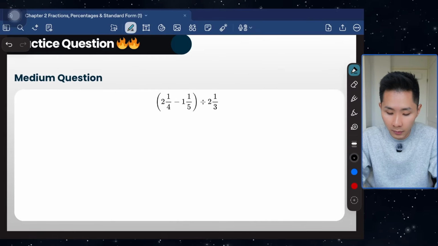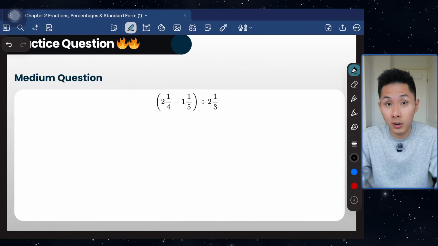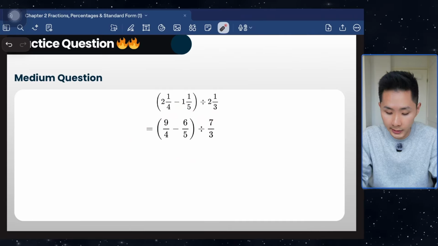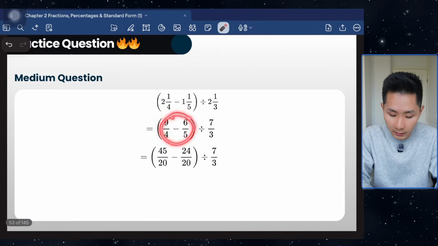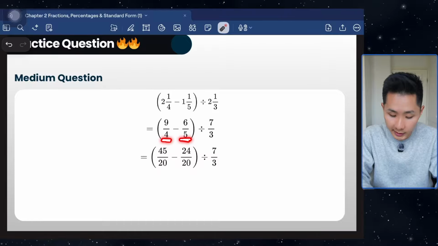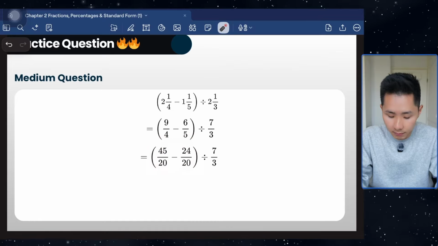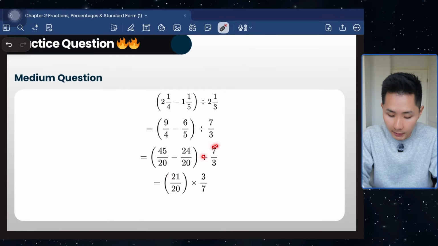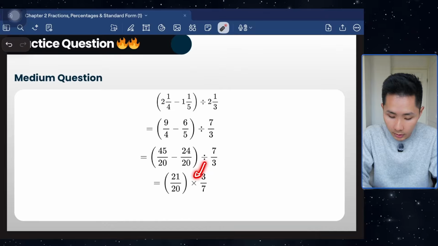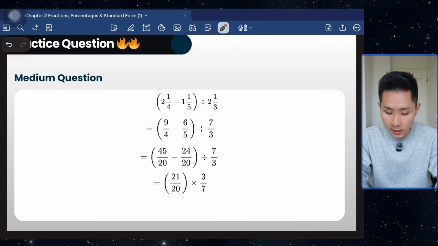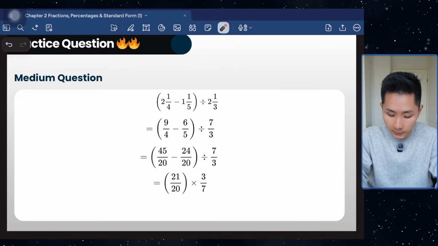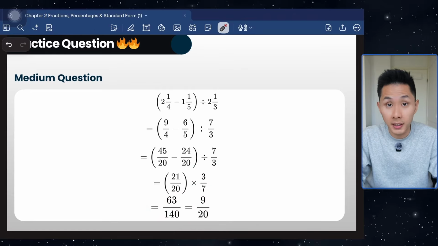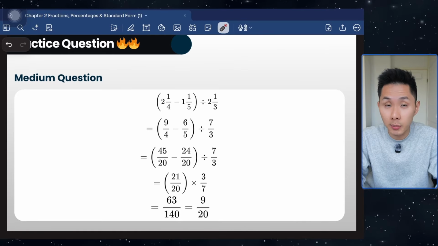So another question which involves you to know a little bit of the order of operations. So what you can always do is to convert your fractions into improper fractions. And then because we're solving those that are in the bracket first, we'll make the denominator the same and then do our subtraction. And once you have gotten the result, we'll divide by 7/3. So we can change the operator by swapping the numerator and the denominator of the fraction. So once you've done that, just multiply them together and you would have gotten the final answers. And that's about it for fractions operation.